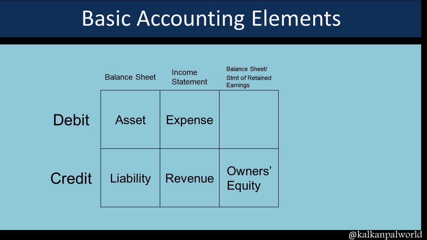What we can infer from this table is that whenever there is an increase in the asset, it will be a debit entry. Whenever there is an increase in the liability, it will be a credit entry. Similarly, for the income statement, whenever there is an increase in expenses, it will be a debit entry. Whenever there is an increase in the revenue or in the owner's equity, it will be a credit.